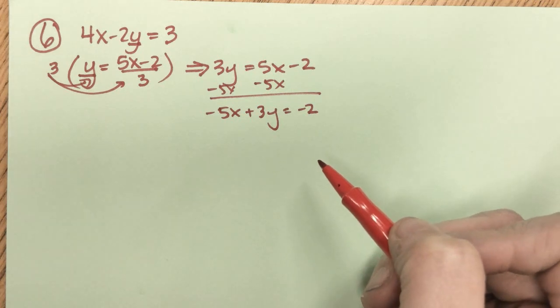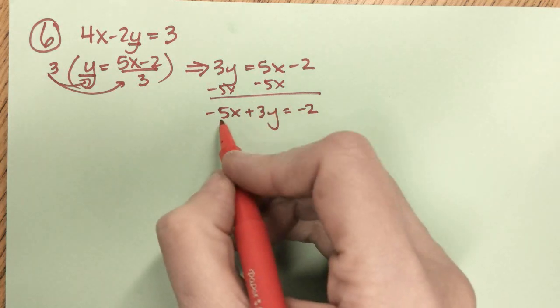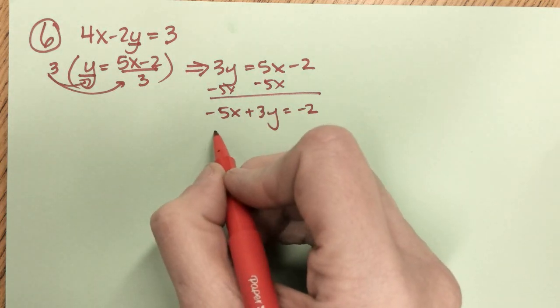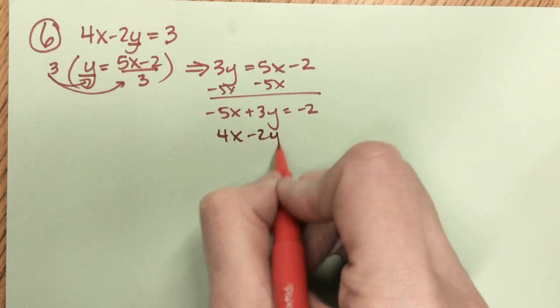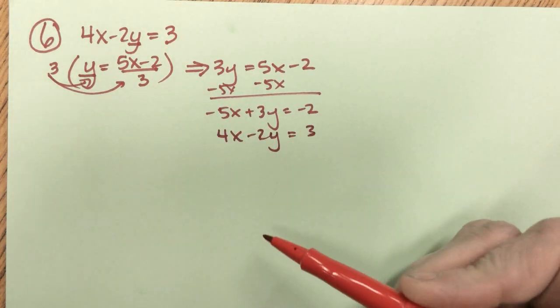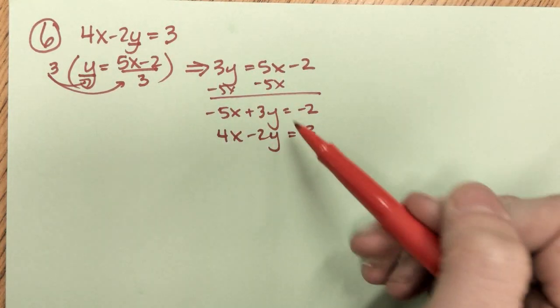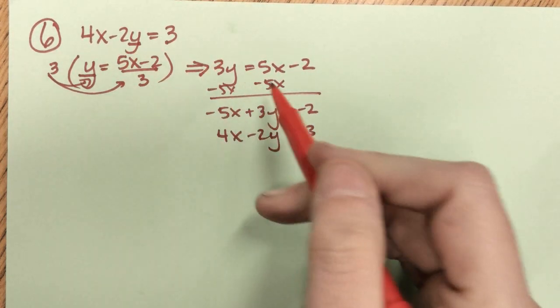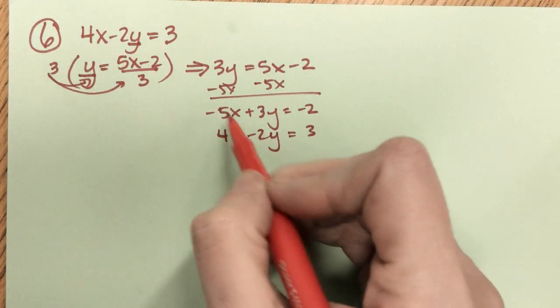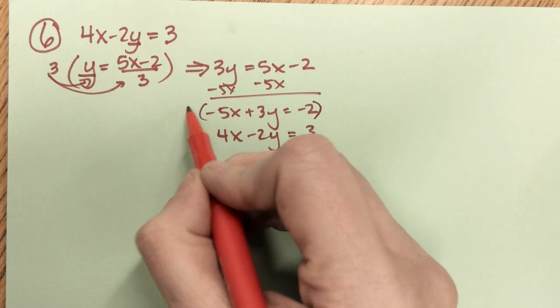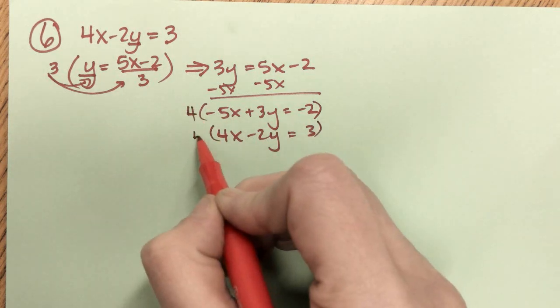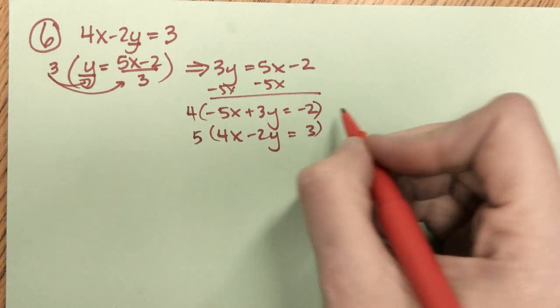Okay, this is a horrible problem. Okay, anyway, now I'm going to rewrite this. Now I've got 4x minus 2y equals 3. Okay, so I've already got a lot going on here, so I'm just going to eliminate these two. That means I need to multiply the top row by 4, the bottom row by 5. Since one of them is negative, that's all I've got to do.